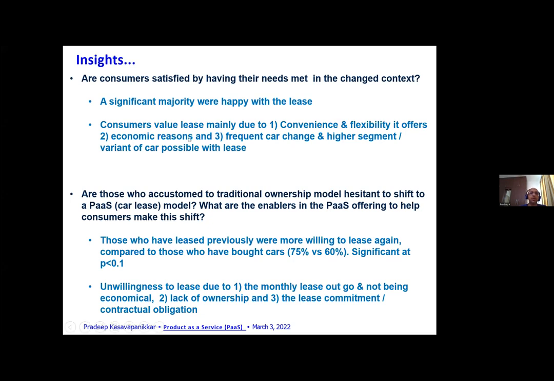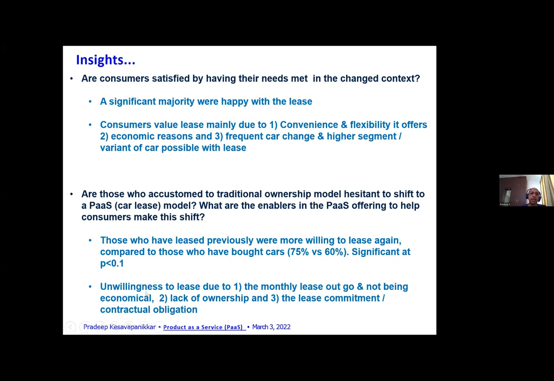And also for economic reasons, for some consumers, they find it economical to lease cars rather than buy cars, paying an upfront amount. And it also appears that people who have leased cars previously are more willing to lease again. Conversely, people who are accustomed to buying a car were not so willing to try out leasing of cars.